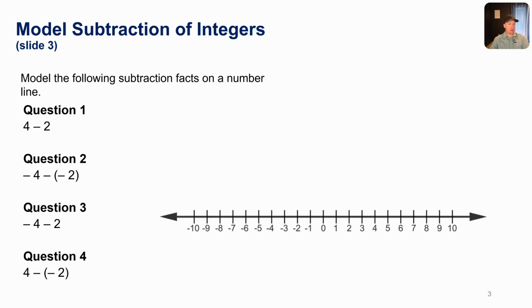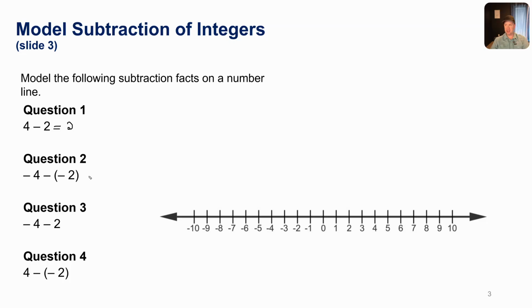Let's now model the following subtraction facts on a number line. So starting with question number one, we have 4 minus 2. So positive 4, and then we're subtracting a positive 2. So if I start on the number line here, I have 4, and then I'm subtracting 2 from that. If I think about it in terms of money, I'm spending $2, right? And I go back to the left 2, and I end up at a positive 2. So 4 minus 2 is equal to 2. This is a rule number one type question. You are decreasing your overall value.